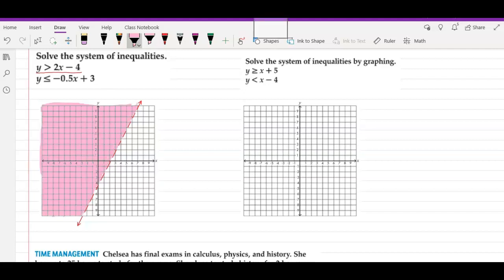Next, I'm going to graph the other inequality. I'm going to change colors. I'm going to make this one blue just to keep track of it. Begin at 3. The slope is -0.5, which is the same as -1/2. Down 1, right 2. Down 1, right 2. Or up 1, left 2.